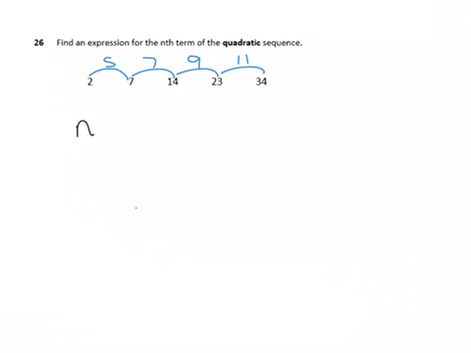And if the difference between that difference, i.e. the second difference, gives us a constant, so that gives us 2, 2 and 2. And we know that to find how many n squareds we need, we divide that second difference by 2. So I just need 1 n squared.